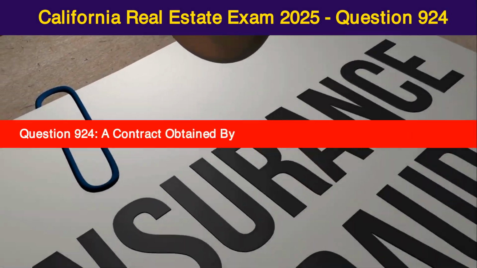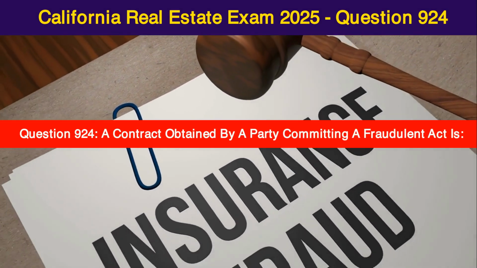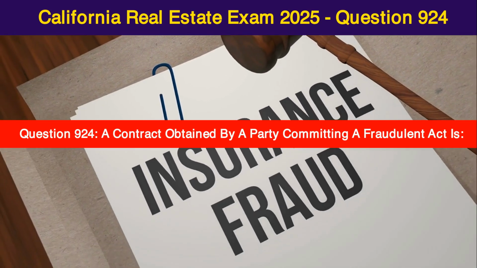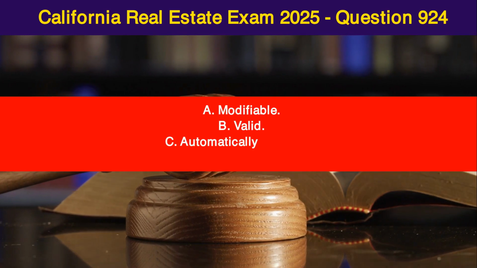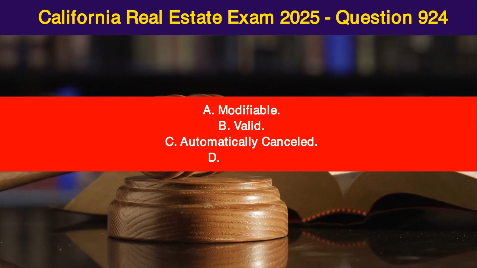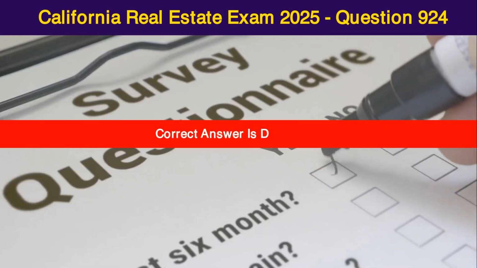Question 924. A contract obtained by a party committing a fraudulent act is A. Modifiable, B. Valid, C. Automatically cancelled, D. Voidable. Correct answer is D.